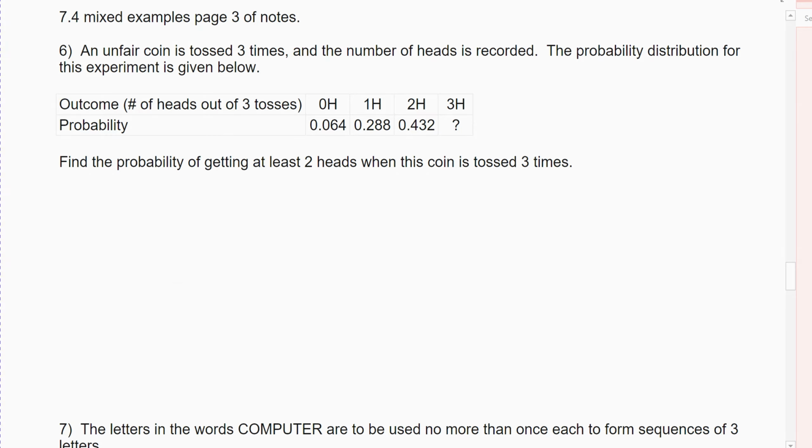Alright, so page 3 of the 7.4 mixed examples to make sure that you have these down before we get into the next set of notes. So, problem number 6 on these set of notes.